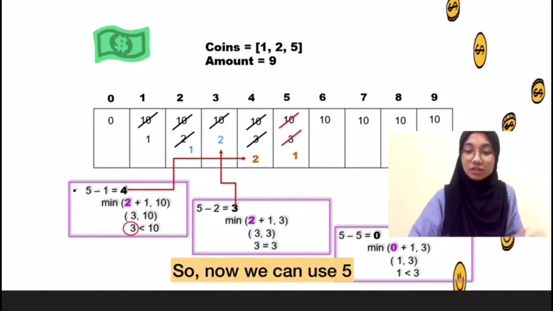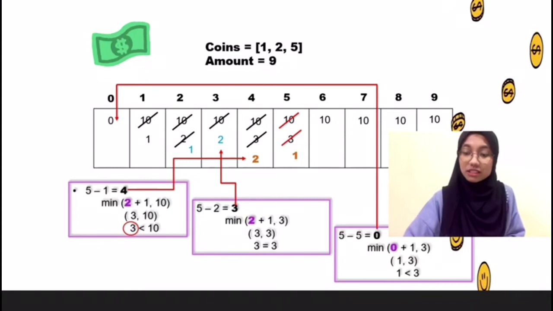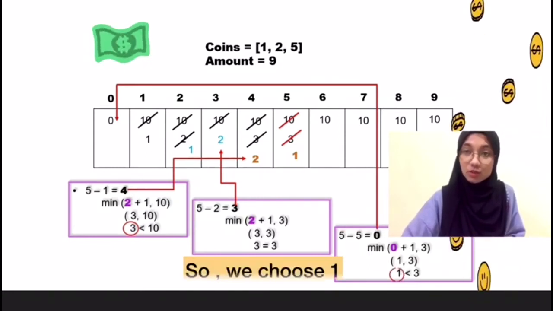So now we can use 5. 5 minus 5 is 0. So the best answer is 0. 0 plus 1 versus 3, so we choose 1.